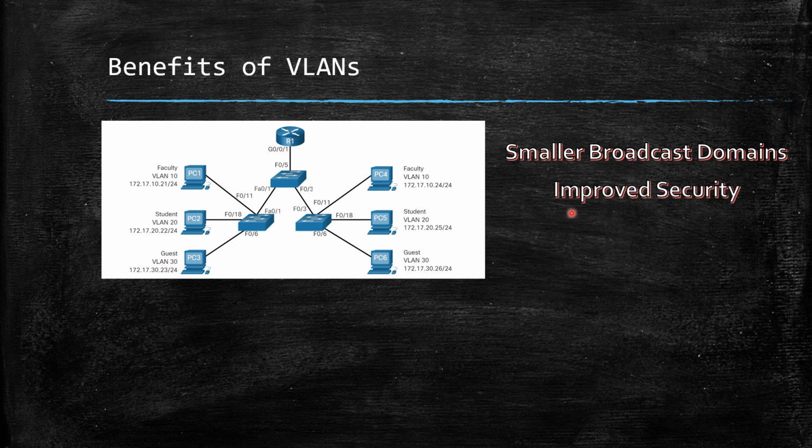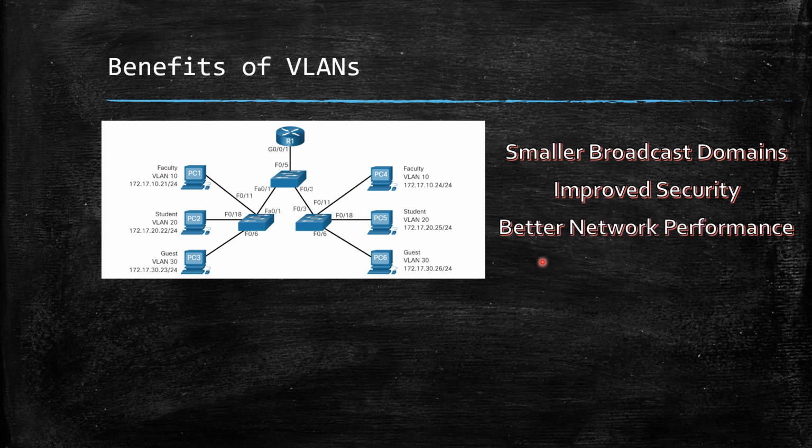The second feature it provides is improved security, which means that even if PC1 in VLAN 10 forwards the broadcast frame, only the PCs which are currently in VLAN 10 receive the frames, which means the devices on the same VLAN are only able to communicate with each other. So that's how it also improves the security of a network.